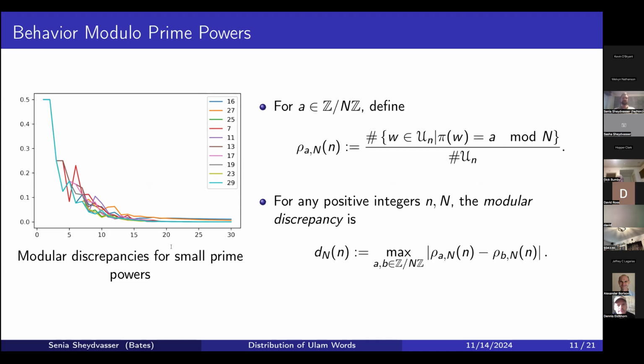These are the modular discrepancies for small prime powers, up to 30. So I have 16, 27, 25, 7, 11, 13, and so on, down to 29, as functions of n. Down below is the length of words, going from words of length 1 all the way to words of length 30. And then this is the maximal difference between these relative densities. And what you see is that all of them seem to be decaying to 0.